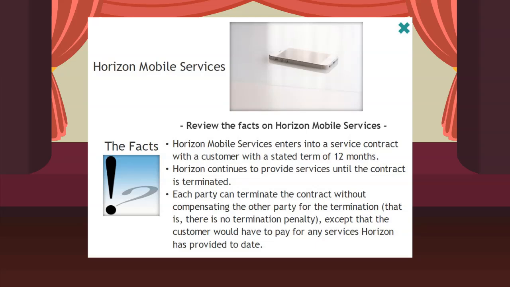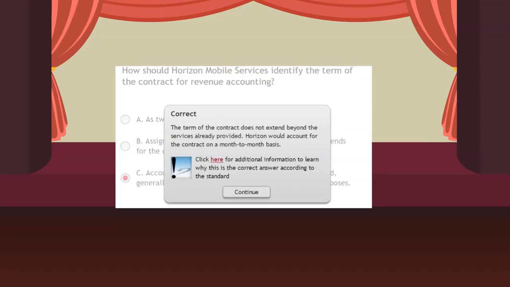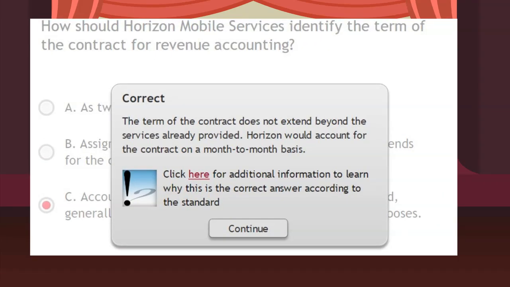Review the facts about the Horizon Mobile Services contract to identify the term of the contract for revenue accounting. The question is, how should Horizon Mobile Services identify the term of the contract for revenue accounting? Due to the lack of a penalty, this would be accounted for on a month-to-month basis, as the contract is not enforceable for the full 12 months.